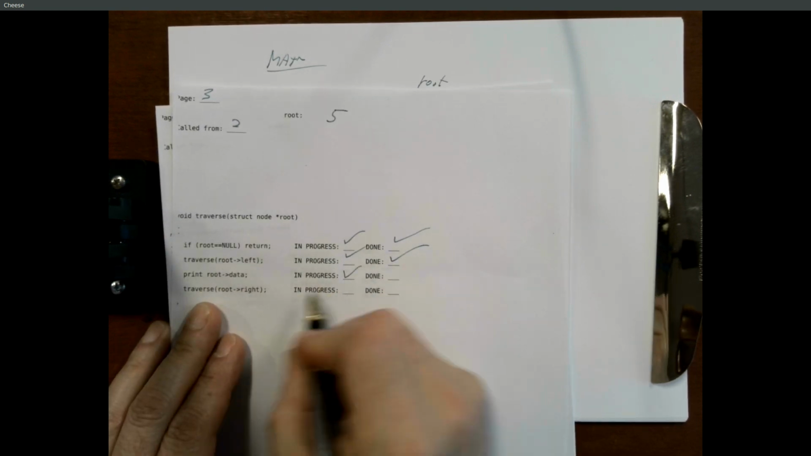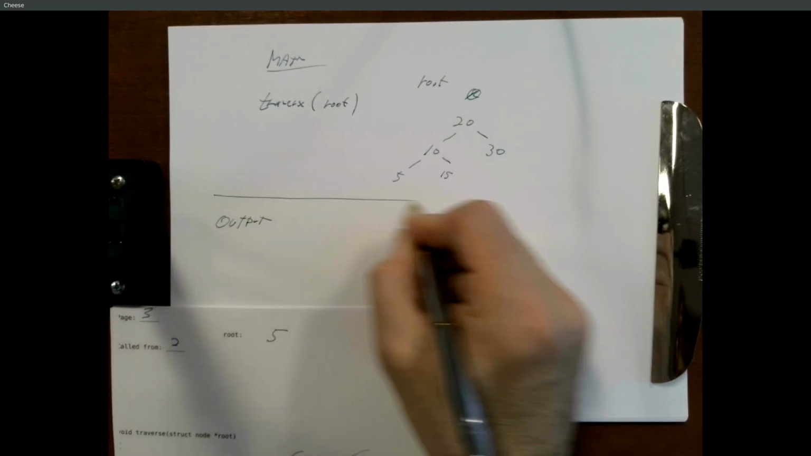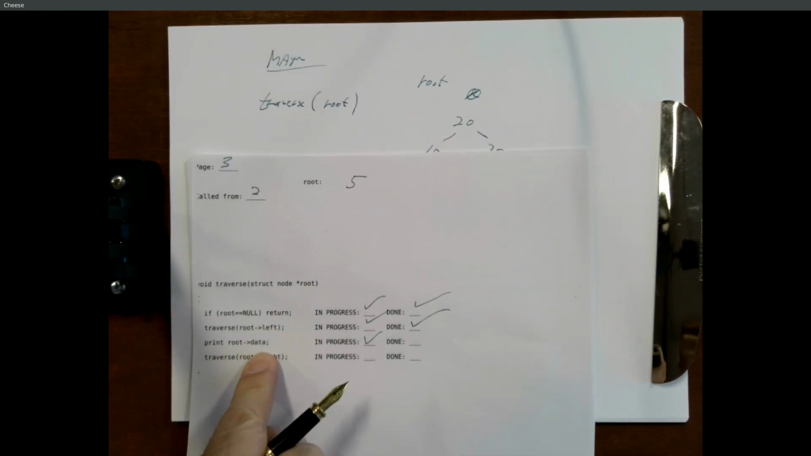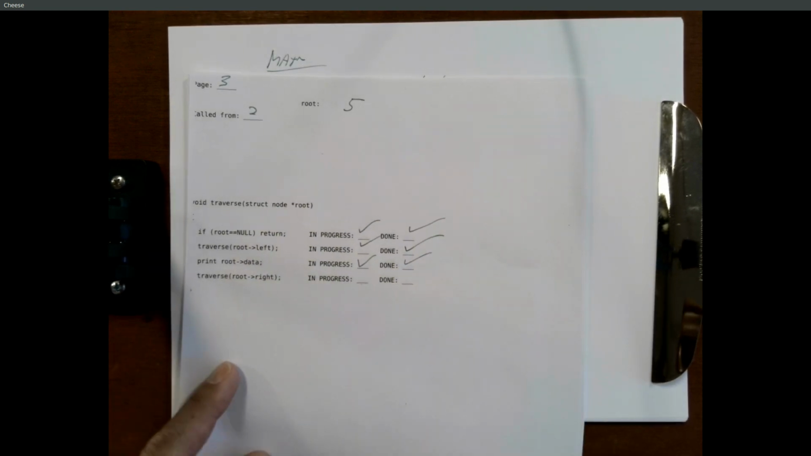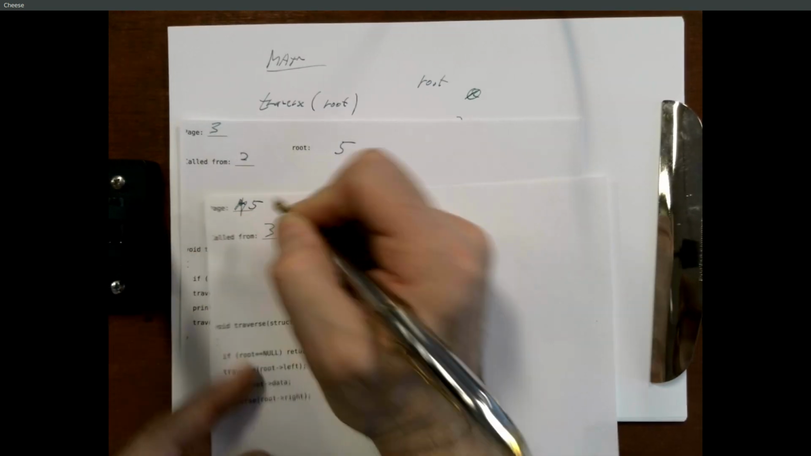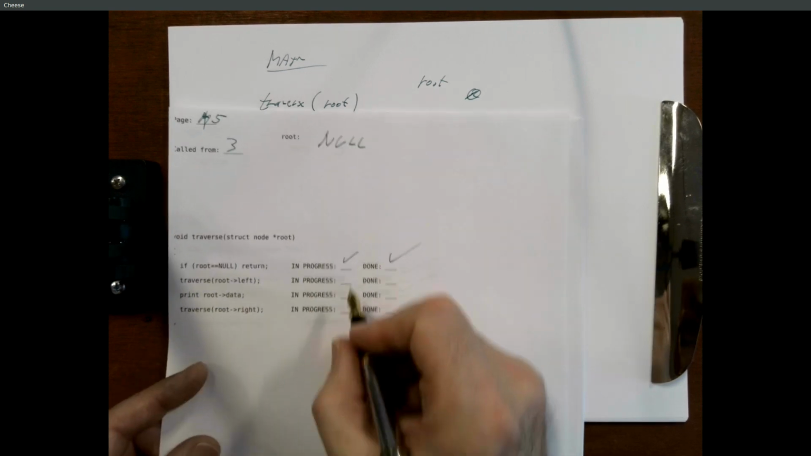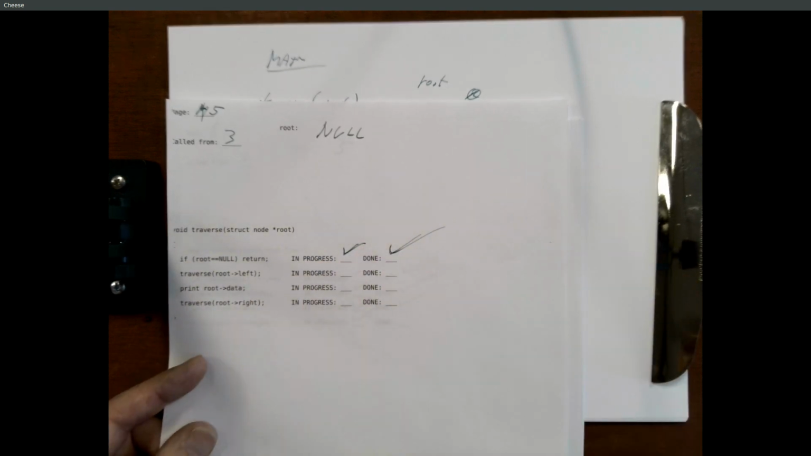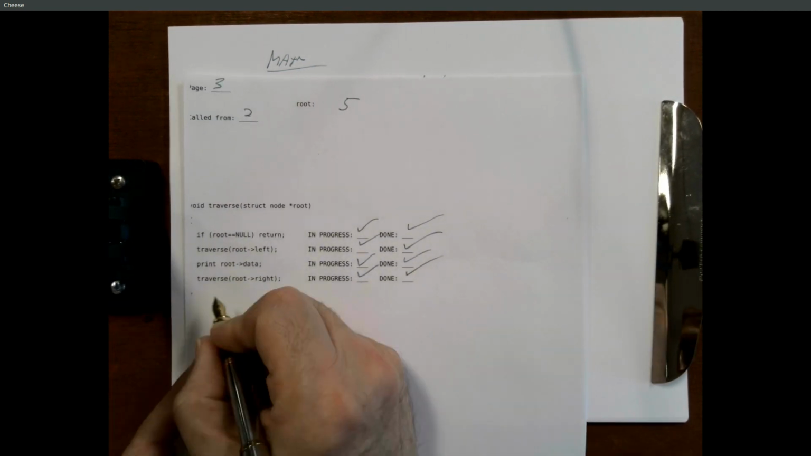Now we say print root arrow data. So let's make an output area. And this is what's actually being output by your program. First thing it's going to print is root arrow data, that's a 5. We're done with the print, now we're going to traverse root arrow right. Well, root arrow right is null, so we'll make a call to frame 5. It's called from page 3, and our root is null. And first statement says, is the root null? Yes, it is. It'll return. And we're done. And now there's a return statement at the curly bracket.